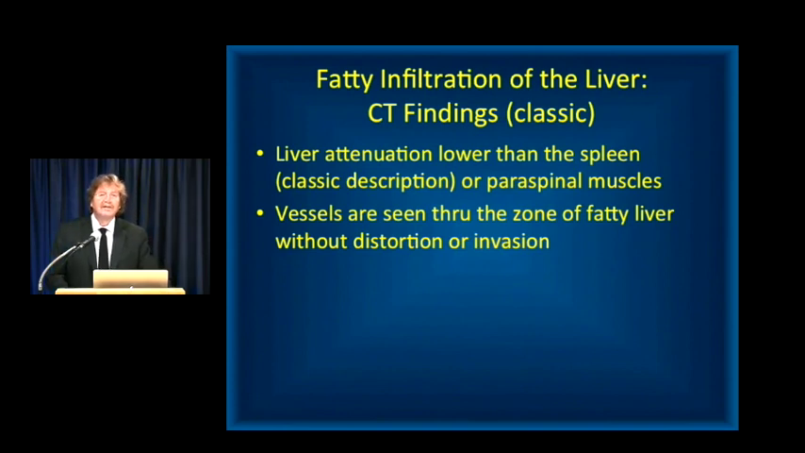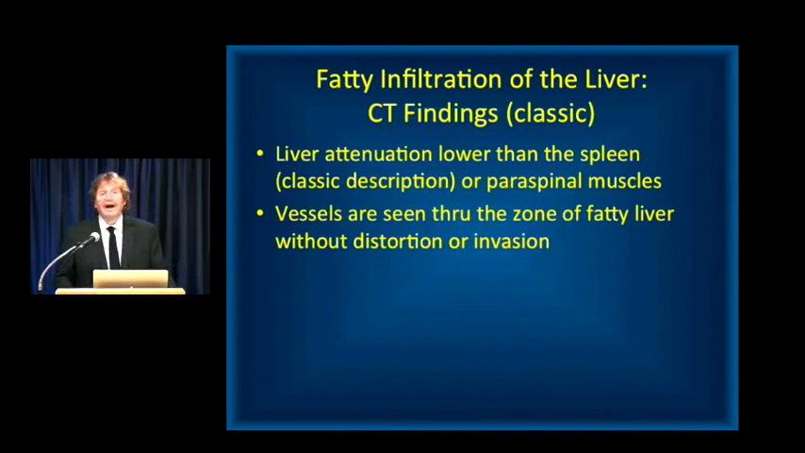Now, when you ask the question, how do we recognize fatty infiltration of the liver on CT? There are typical things we look at. The classic description would be that the liver attenuation is lower than the spleen. Typically on CT, from the beginning, it was always said that the liver had a higher attenuation than the normal spleen by 7 to 10 Hounsfield units. That typically was on late venous phase imaging.